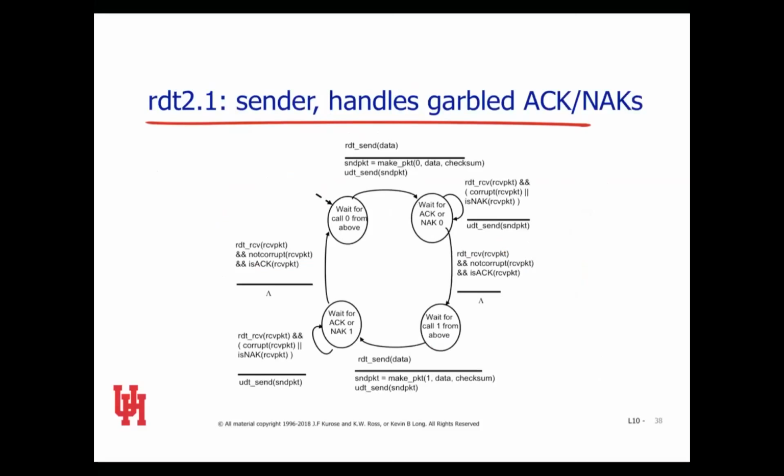Now, what happens if the ACKs and the NACKs are garbled? It gets a little more complicated. So this time we're looking at the sender side only. And what we're going to do is double the number of states. Two of them are going to introduce this concept of numbering the packet with zeros, and the other two are going to introduce this concept of numbering the packets with ones. So we're going to alternate, even packet, odd packet, even packet, odd packet.